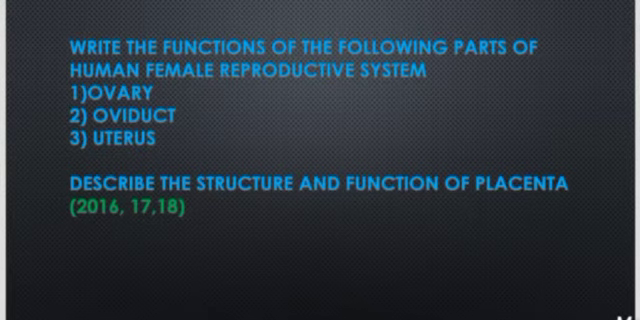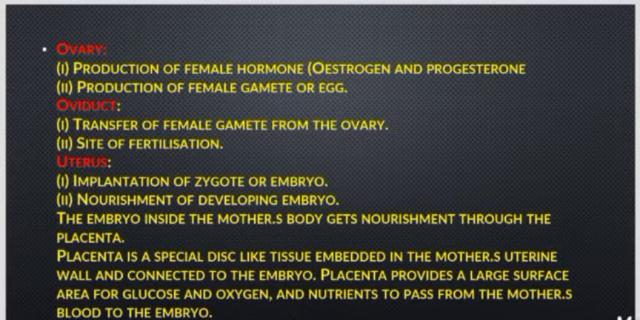And the next question is, write the functions of the following parts of the human female reproductive system: ovary, oviduct, and uterus. See, you can see the years in which it was continuously asked: 2016, 17, and 18. Three years continuously this question was asked. And here, the ovary helps in the production of the female hormones called estrogen and progesterone. It helps in the production of eggs or ovum or female gamete. Two functions are given for each of these.